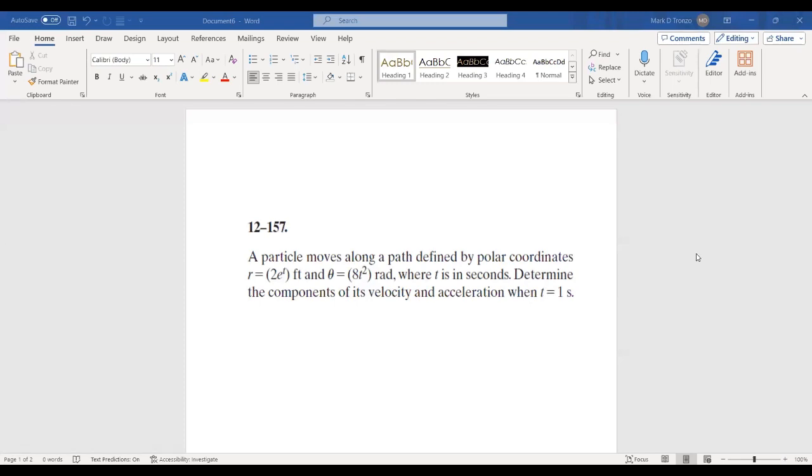Next, we're going to take a look at this problem here, 12-157. A particle moves along a path defined by polar coordinates r equals e to the t and theta equals 8t squared radians, where t is in seconds. Determine the components of its velocity and acceleration when t is 1 second.